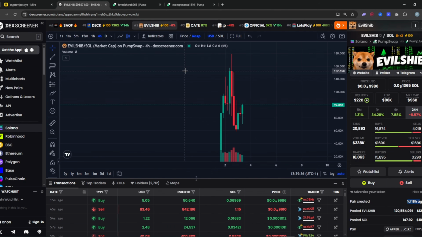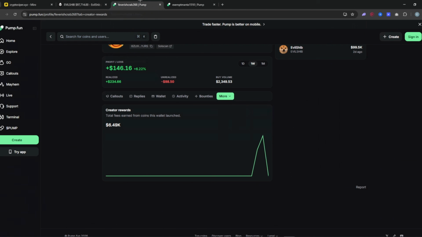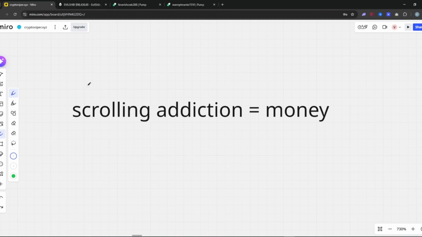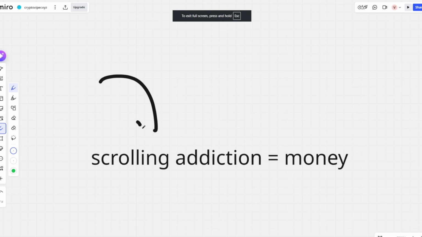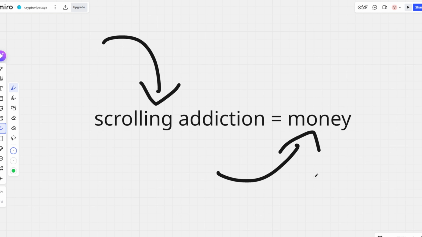I'm about to show you how you can launch a coin as a developer, and within a matter of days, within a matter of hours, you walk away with thousands of dollars in profit. You don't need to trade, you don't need to bundle, you don't even need to market the coin. You literally launch it and forget it. And this is the only method on the entire planet where you can use your scrolling addiction to your advantage and walk away with bucket loads of money.